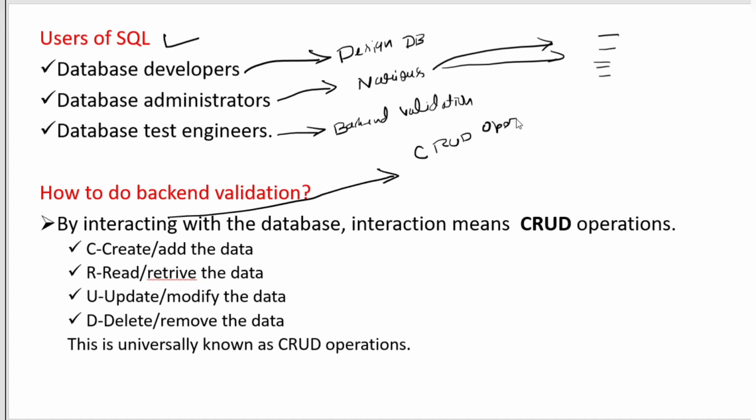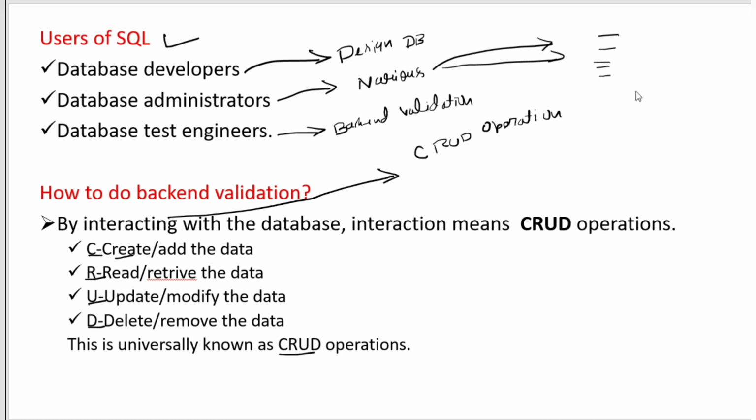What do you mean by CRUD operations? In CRUD, C stands for create or add the data. R stands for read or retrieve the data from the database. U stands for update or modify the data. D stands for delete or remove the data. This is universally known as CRUD operations.